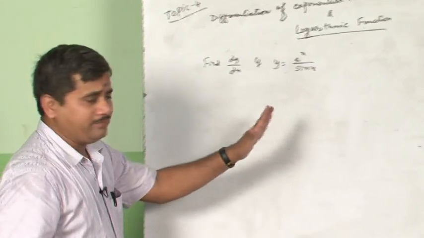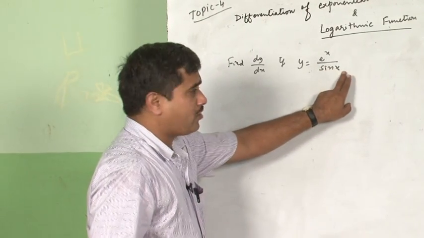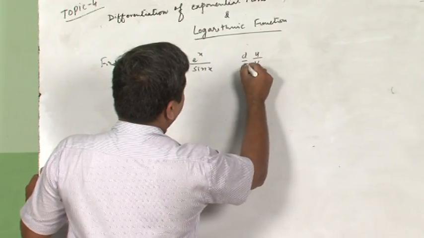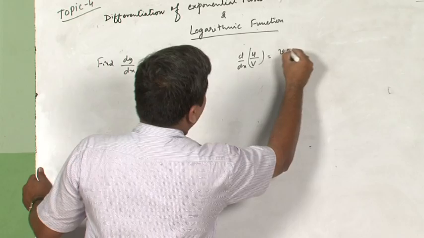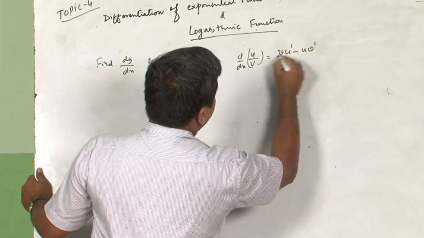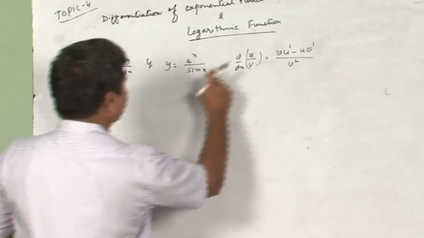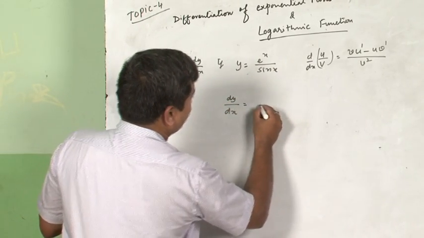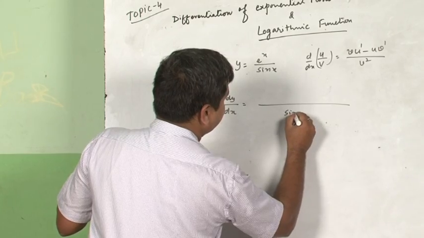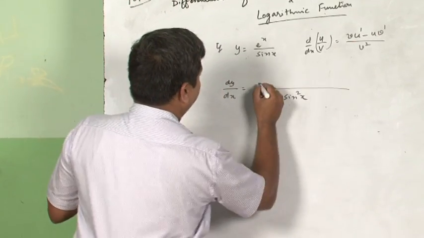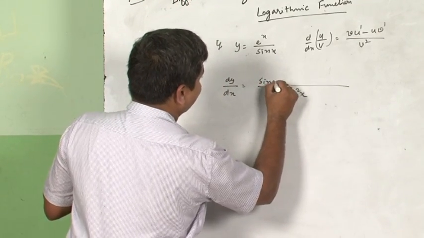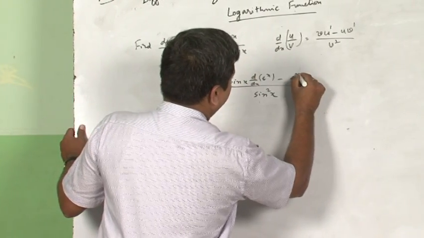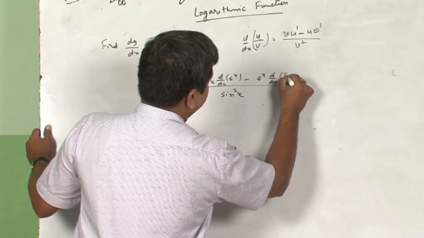It is a very simple problem having an exponential function and a trigonometric function. It is in the form of u by v. The differentiation of u by v rule is equal to v u dash minus u v dash upon v square. So, using this rule, dy by dx is equal to, the v square, that is sin square x, v u dash, that is v is sin x, differentiating e power x, minus e power x differentiating sin x.